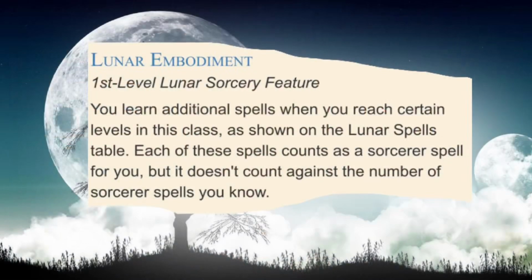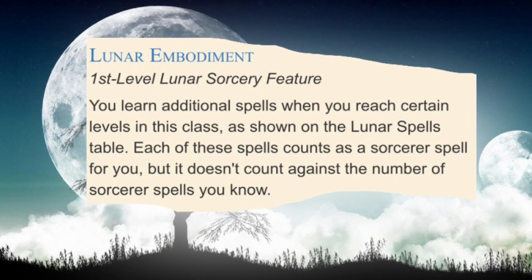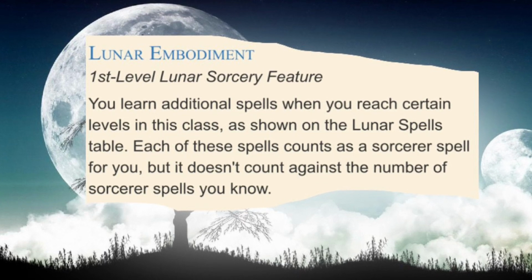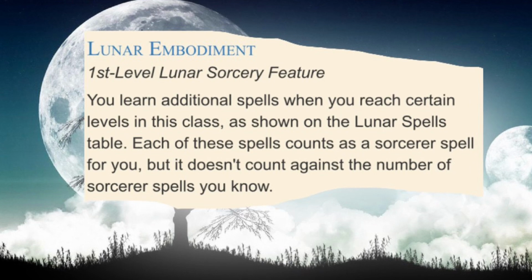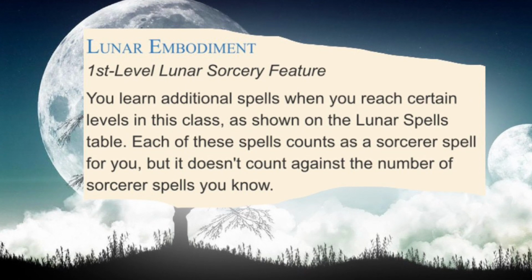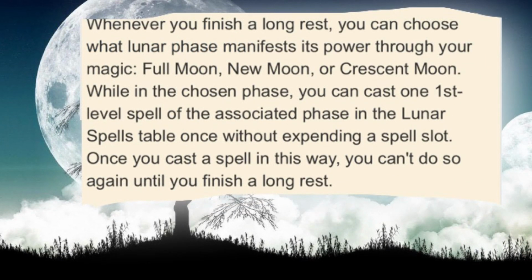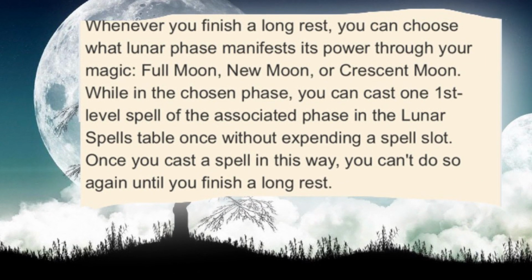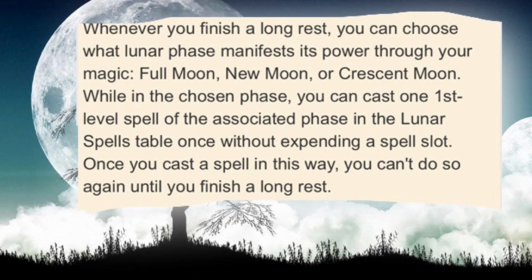At level 1, you gain access to Lunar Embodiment. You learn additional spells when you reach certain levels in this class, as shown on the Lunar Spells table. Each of these spells counts as a sorcerer spell for you, and doesn't count against the number of sorcerer spells you know. Whenever you finish a long rest, you can choose what lunar phase manifests its power through your magic: full moon, new moon, or crescent moon.